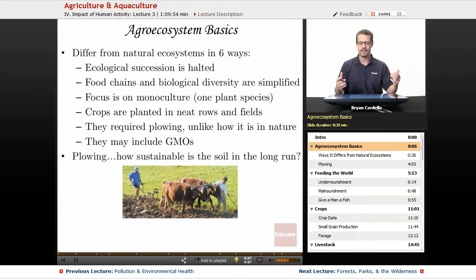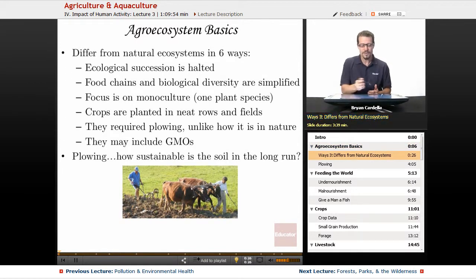All right, agroecosystems, that's kind of a label we can give to our agricultural places where we have crops growing. It is still an ecosystem. It's still something that exists in the natural environment, despite our manipulation. So let's refer to it as an agroecosystem.